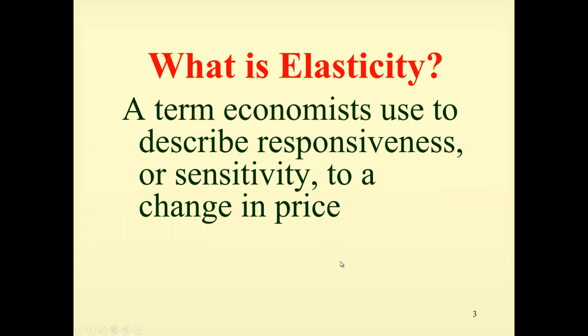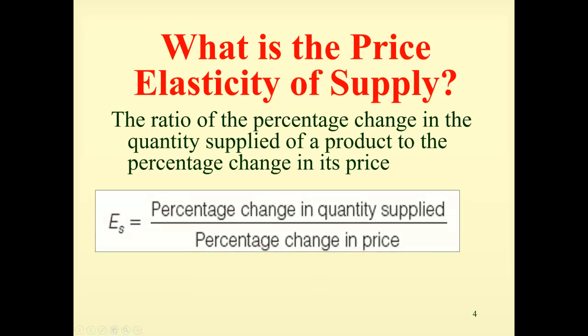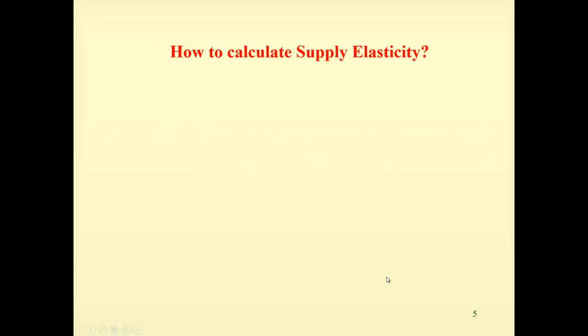Elasticity, as you know, is a term economists use to describe responsiveness or sensitivity to a change in price. So the price elasticity of supply is just the ratio of the percentage change in quantity supplied of a product to the percentage change in its price. The numerator is the percentage change in quantity supplied, the denominator is the percentage change in price.